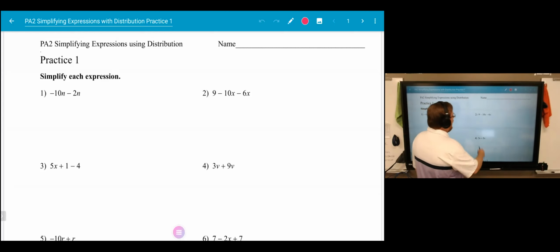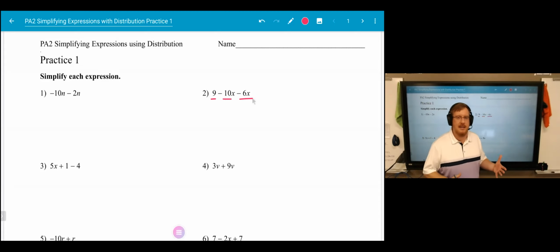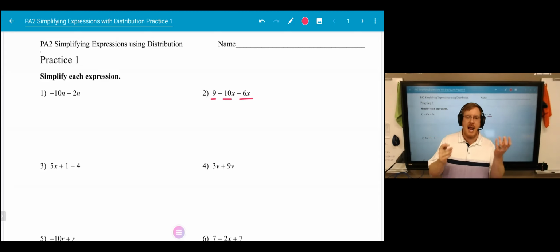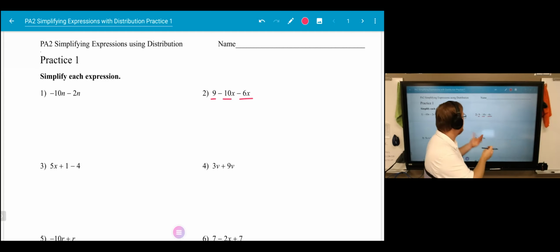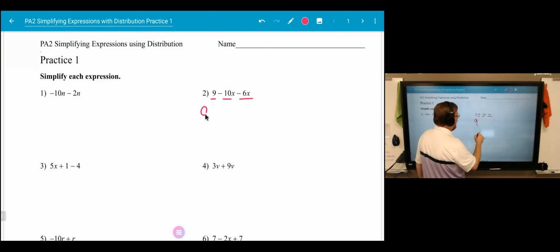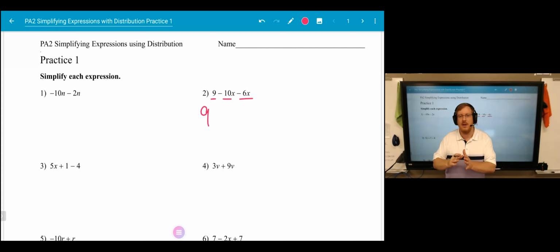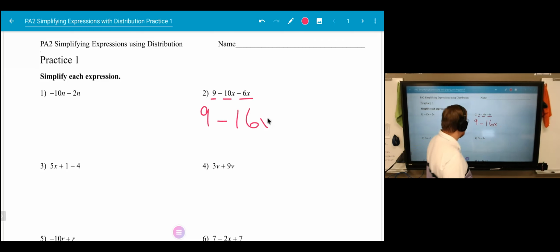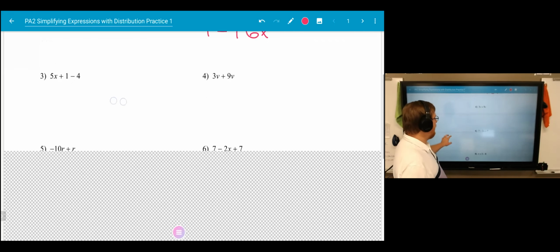So when I'm looking at something like this, I've got 9 minus 10x minus 6x. I look to see, can I combine things? Well, I know that I can't combine things that have a letter. We call those variables. So I can't combine things that have a variable with things that don't have a variable. So this 9 is going to stick around, but I can combine these. This is negative 10x minus 6x. So I'm starting at negative 10x and going 6x further negative. This would be like 9 minus 16x.